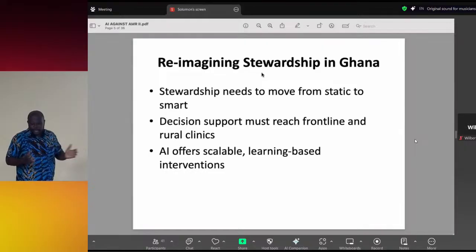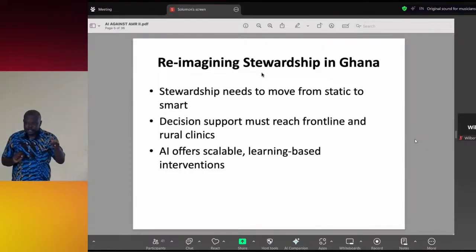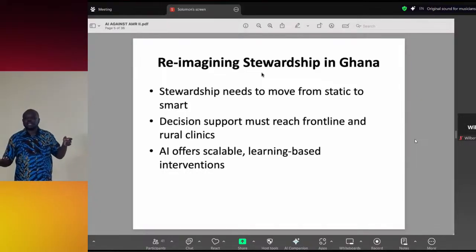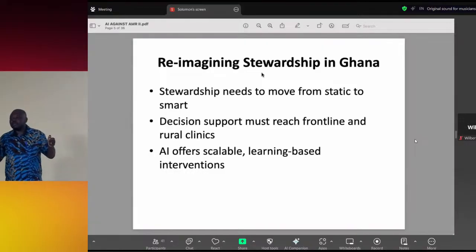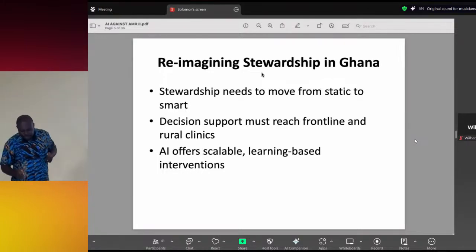AI can offer scalable learning-based interventions, very wonderful ones, and there's a need for antimicrobial stewardship to move from being static to being smart. So as opposed to the doctor thinking you have a fever and you need this, the doctor should take that decision based on data, based on a data pattern or trend he has observed. And AI tools, machine learning tools can be very wonderful in that regard. They can be very resourceful. Even if a patient wants to self-medicate, he or she should self-medicate based on some informed decision.